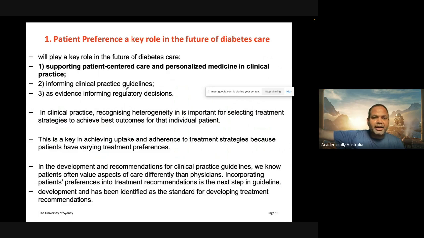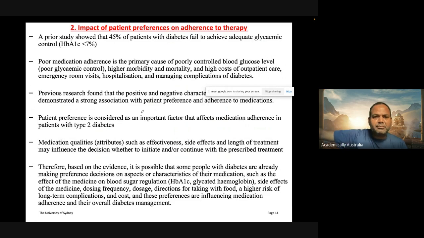Another thing is clinical practice guidelines informing decisions, and the regulatory bodies can also take decisions based on this patient preference. Impact of patient preference on adherence to therapy: some studies say that 45% of diabetes patients fail to achieve adequate glycemic control because they are not adherent to the therapy. If they are using medication as per their preference, obviously adherence will increase, and we can reduce the complications for diabetes patients.